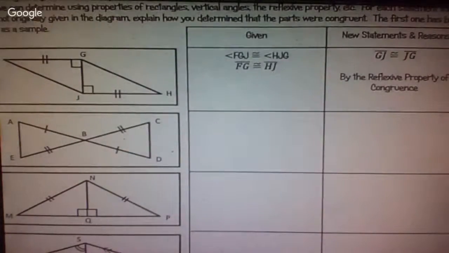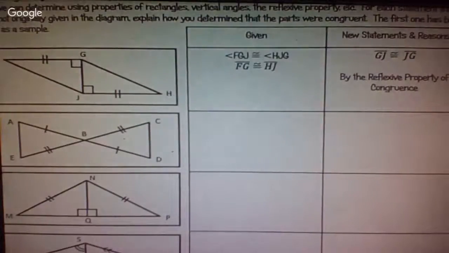Okay, so these are the ones where they only mark two things, and we need to find the third. We need to find what they don't tell us, but we should already know from theorems that we've learned.